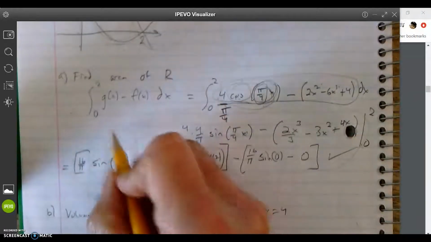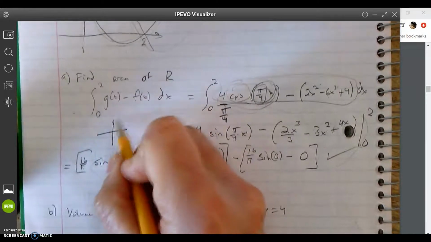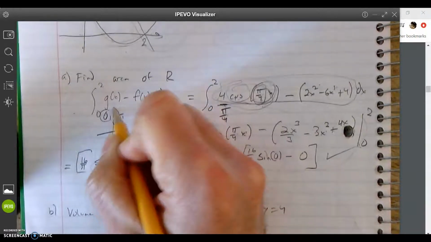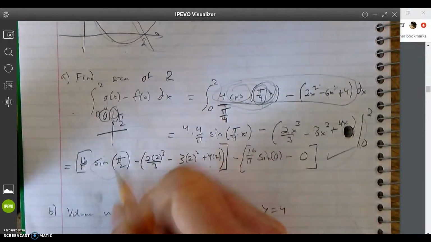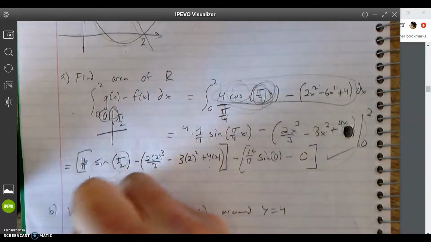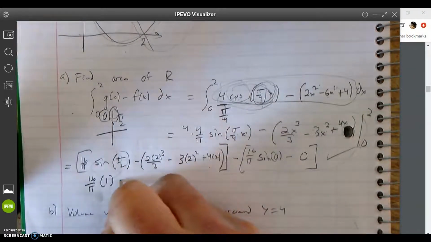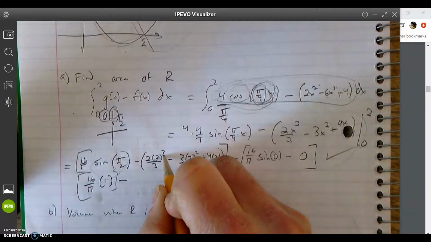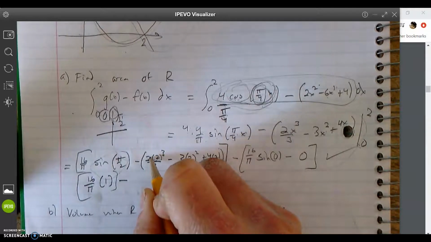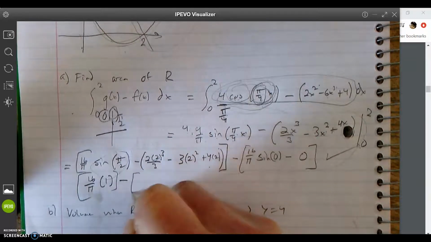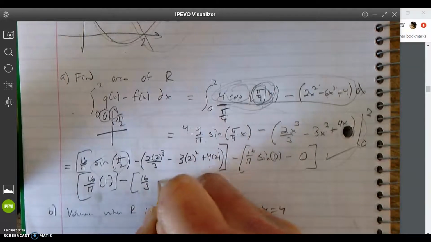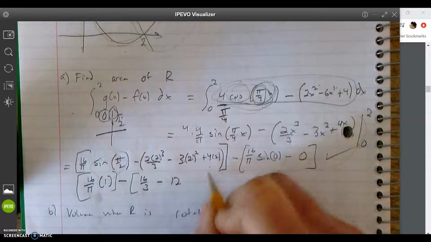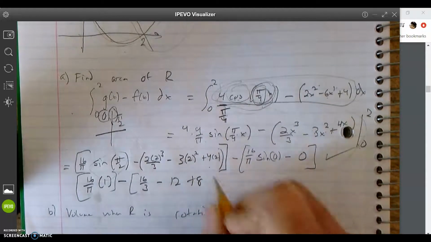So sine of pi over 2 is up here. So that point is 0, 1, and sine is the y. So sine is 1. So this is 1. So it's 16 over pi times 1 minus, this is 8. 2 to the third is 8. 8 times 2 is 16, minus 16 over 3, minus 4 times 3, which is 12, plus 8.